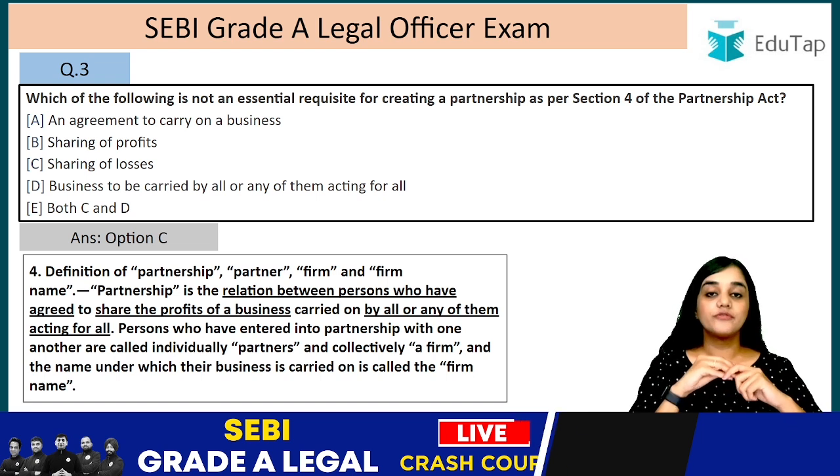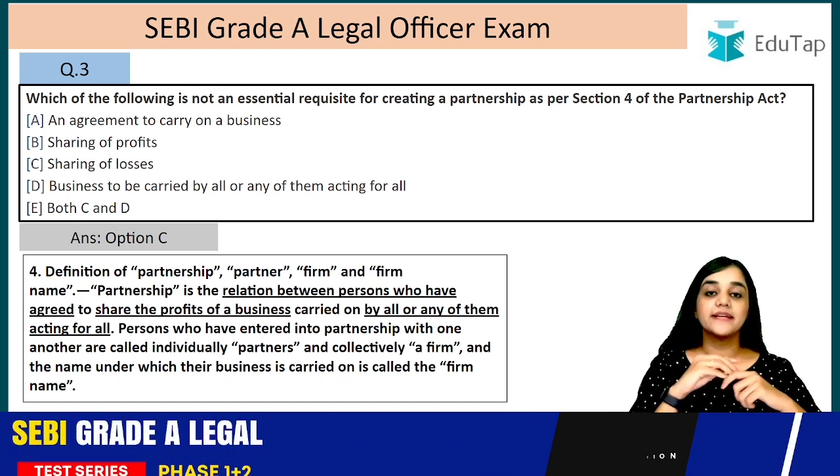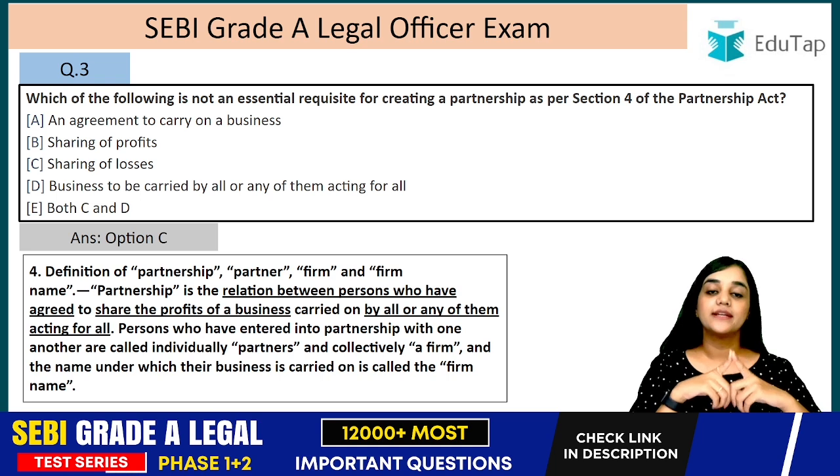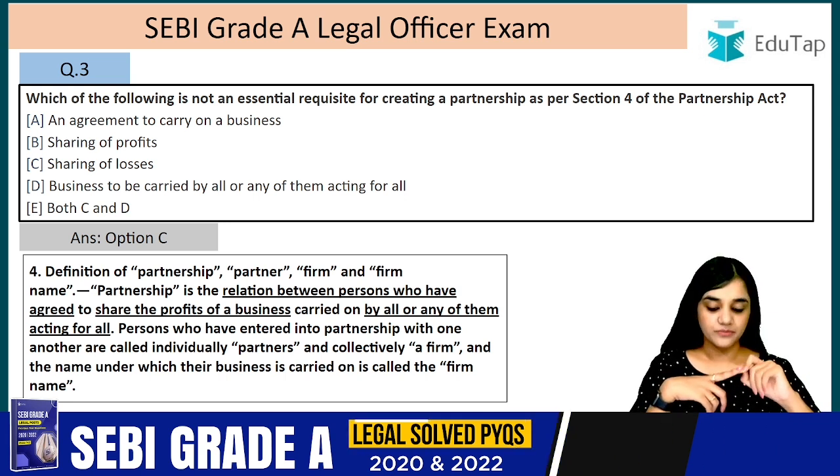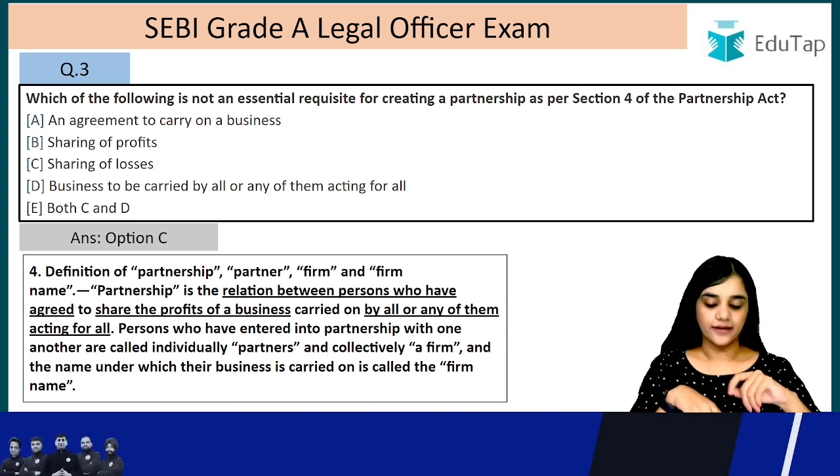For the profits of the business, so there should be a business. It cannot be for charity. It has to be a business. And what is business? This means any trade, occupation or profession. It should be any one of these. Other than this, it cannot be termed as business as per this act, right?